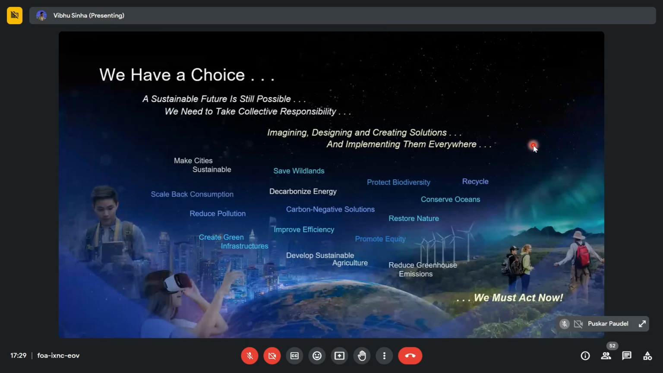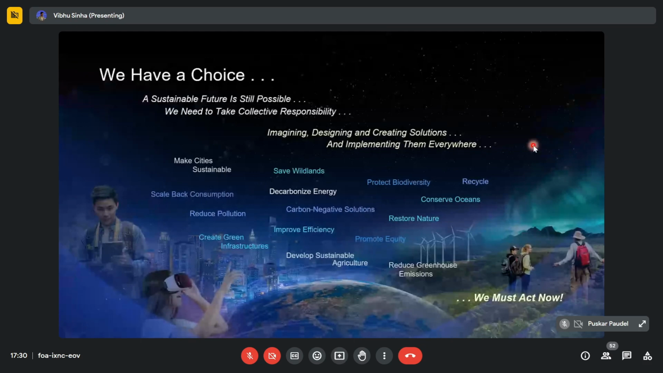But I believe the important part is that we need to act now. We need to get these things done as fast as we can. We need to find efficient modes of commute, efficient modes of living. We need to cut down our expenditures and consumption, and overall make our living sustainable.